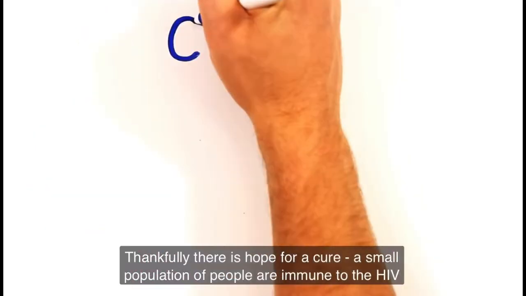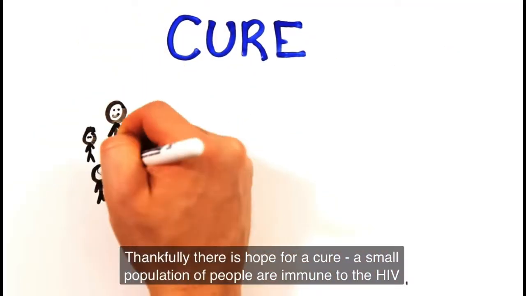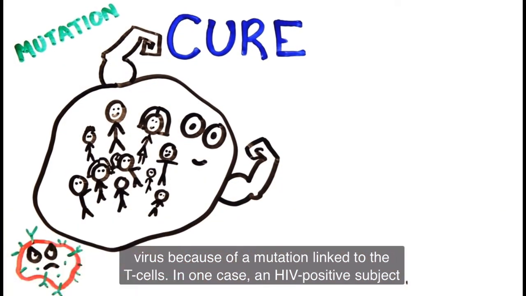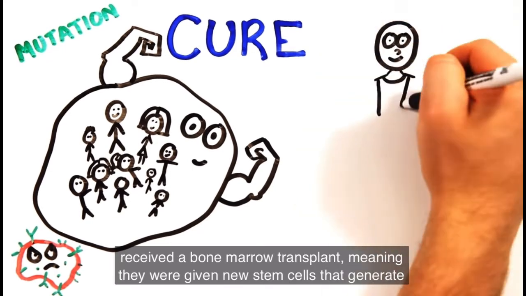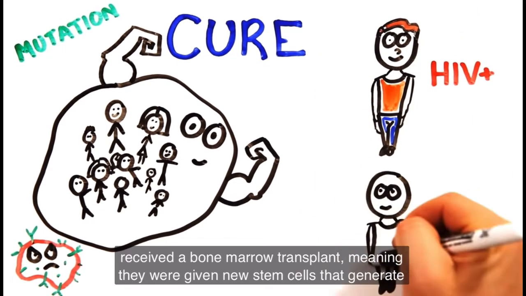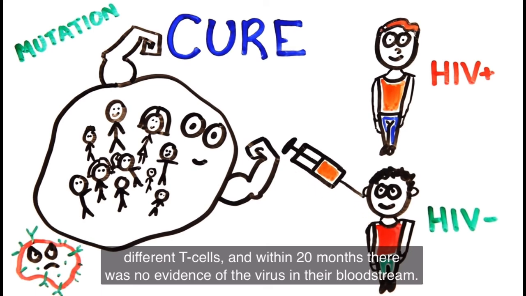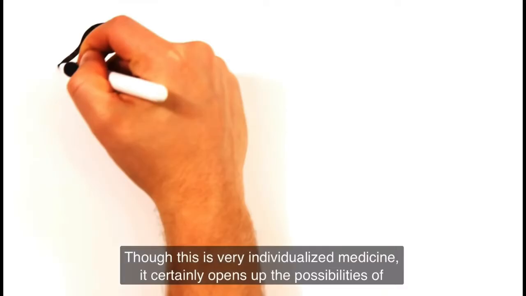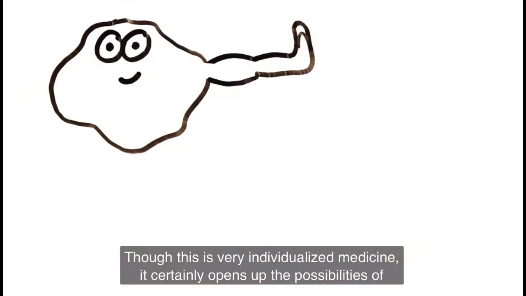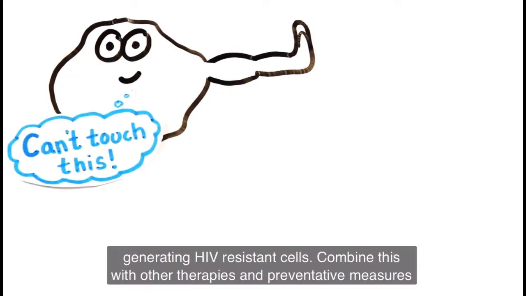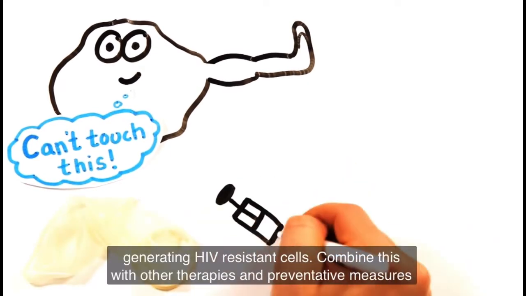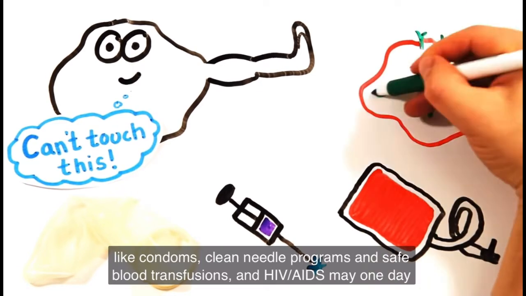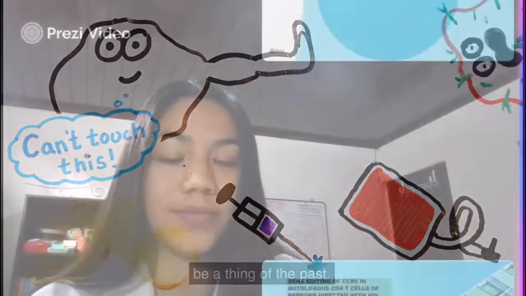Thankfully, there is hope for a cure. A small population of people are immune to the HIV virus because of a mutation linked to the T cells. In one case, an HIV-positive subject received a bone marrow transplant, meaning they were given new stem cells that generate different T cells, and within 20 months, there was no evidence of the virus in their bloodstream. Though this is very individualized medicine, it certainly opens up the possibilities of generating HIV-resistant cells. Combine this with other therapies and preventative measures like condoms, clean needle programs, and safe blood transfusions, and HIV/AIDS may one day be a thing of the past.